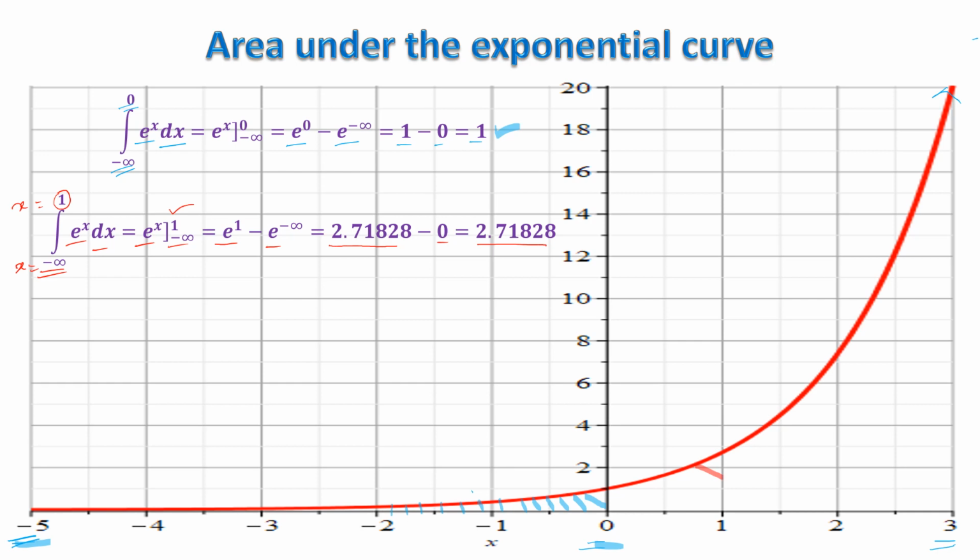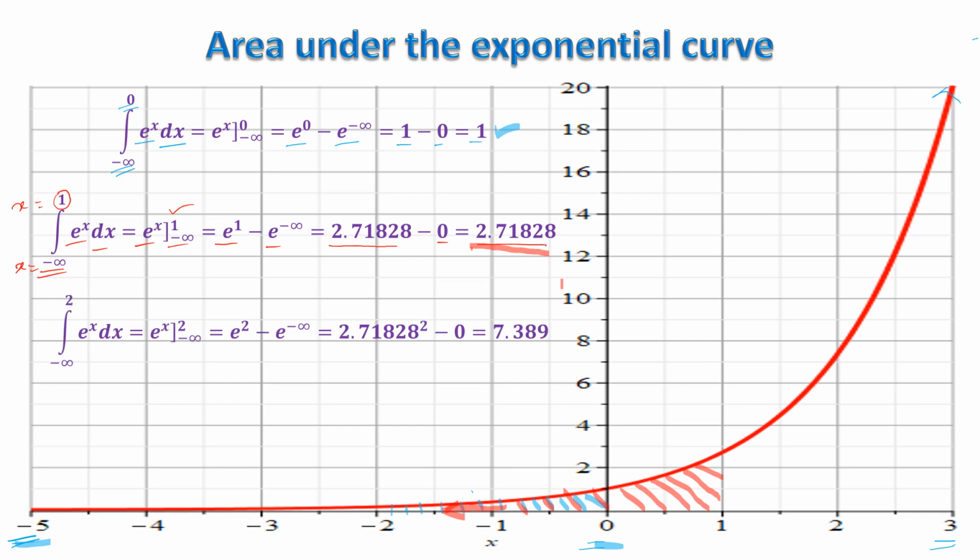So I'm talking about this area. For the range, x equal to 1 is the upper limit, and x equal to minus infinity is the lower limit. So we're going this way. So this area under the curve is represented by 2.718.